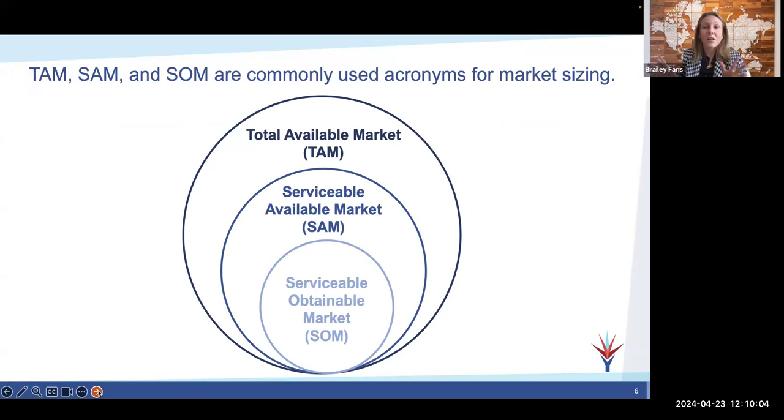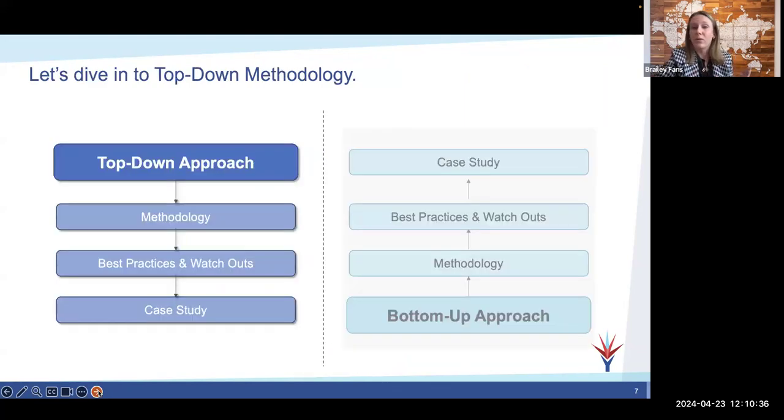Now, before we dive into the top-down approach, I just want to cover a few acronyms that Emily and I will be using throughout the remainder of this presentation. I'm sure you've heard them before, but just in case you haven't, when we say TAM, we're referring to the total available market. When we say SAM, we're referring to the serviceable available market. And when we say SOM, we're referring to the serviceable obtainable market. Those are mouthfuls, which is why we're going to be using the acronyms. And we'll cover the definitions of each of these in just a few slides. And with that, we will go ahead and dive into the top-down methodology.